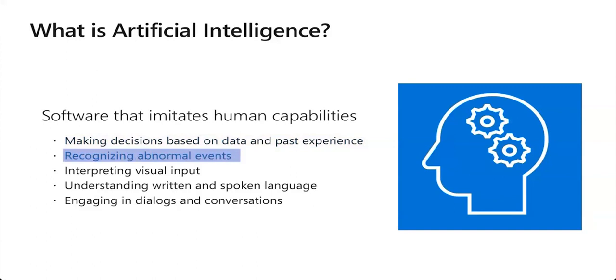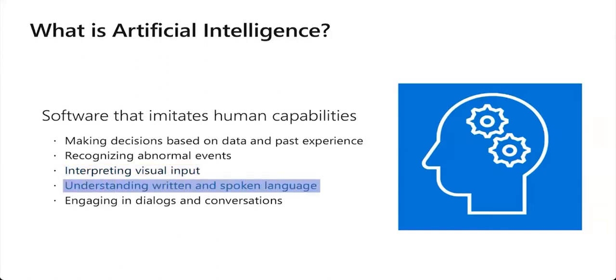Recognizing abnormal events. It imitates our human capabilities. We can intuitively know when something isn't quite right or just doesn't fit an expected pattern. Now, software can take this over from us. Interpreting visual input. Of course, we use sight to experience the world visually, and now computers use cameras to do the same.